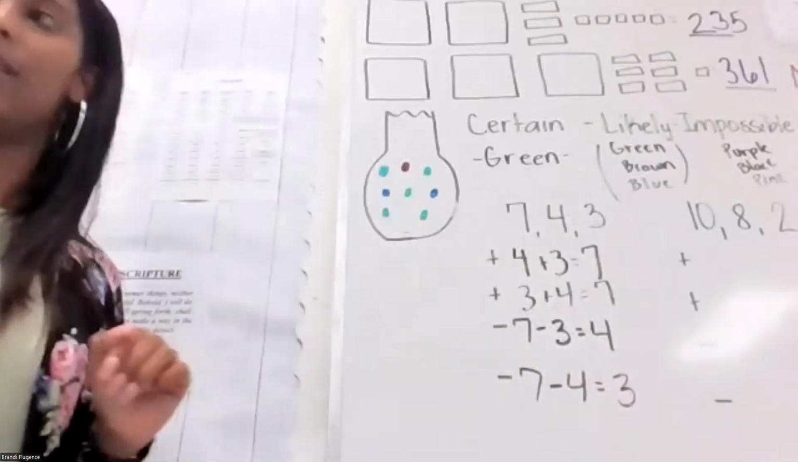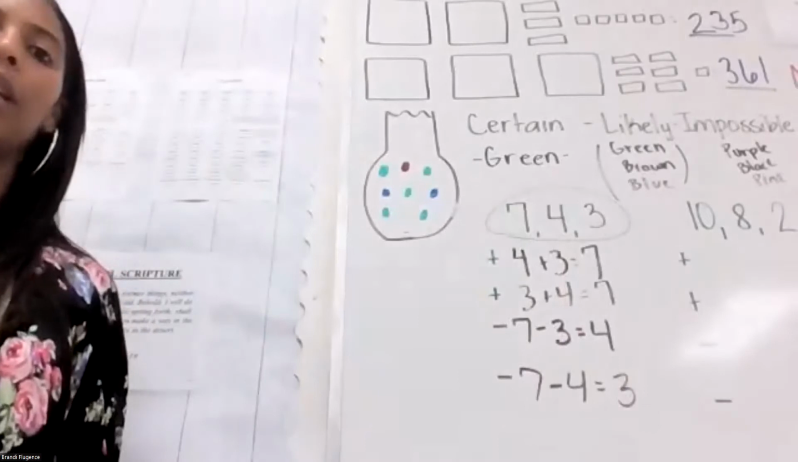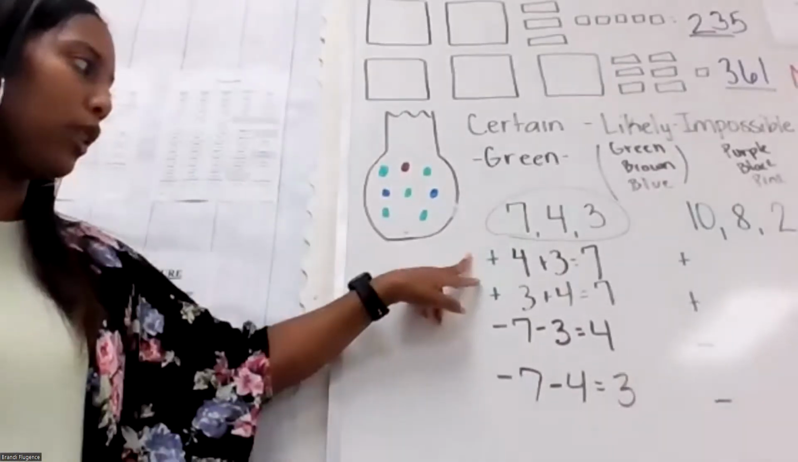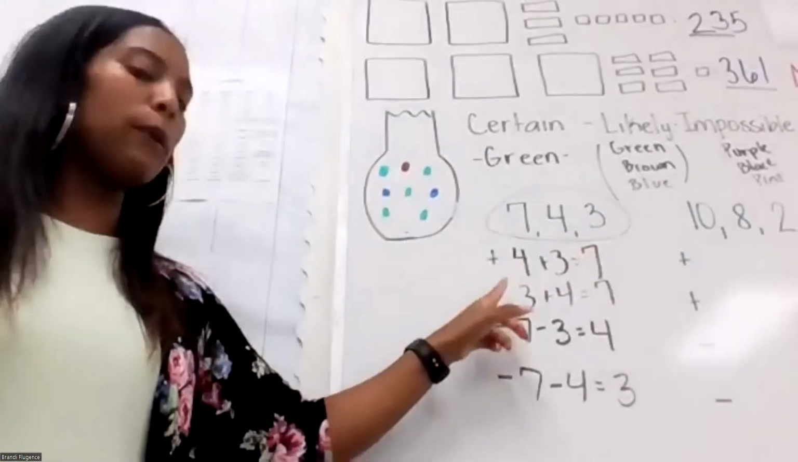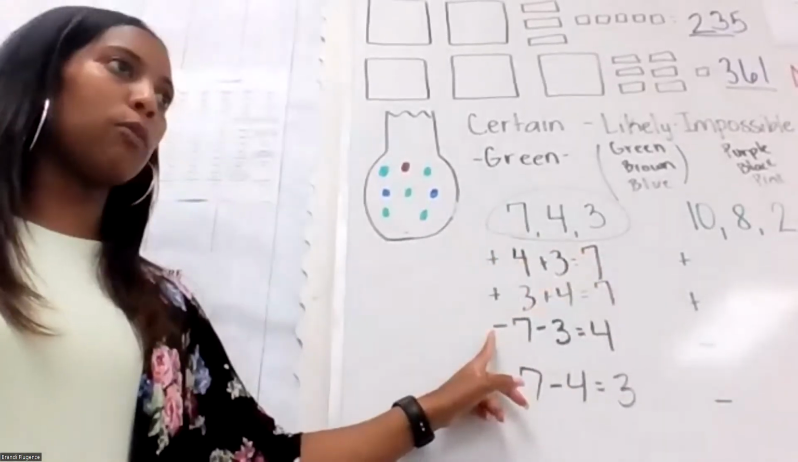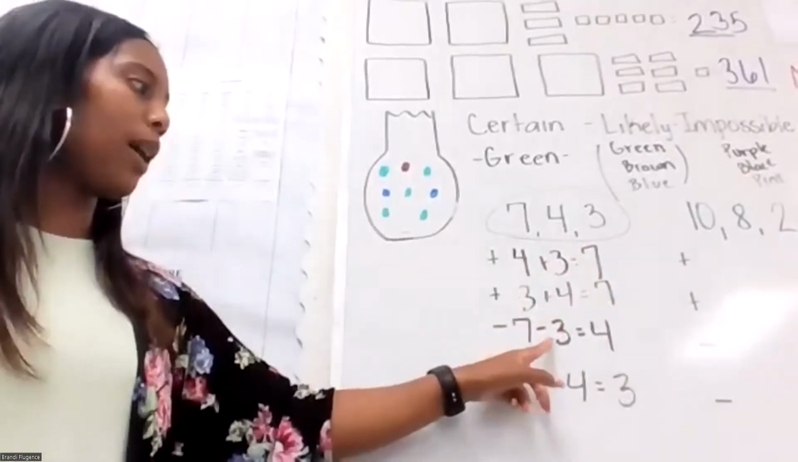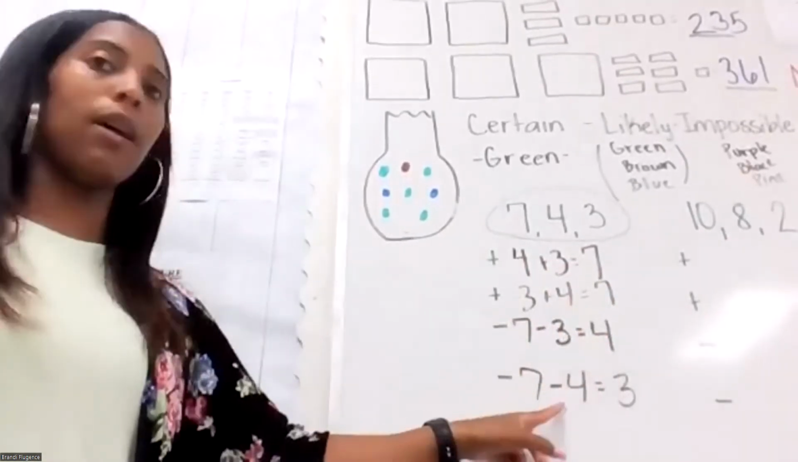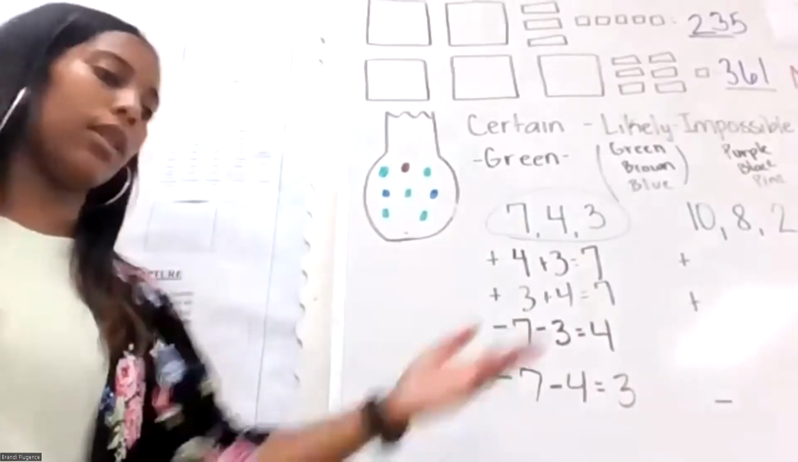That's a family. So using only these 3 numbers, 7, 4, and 3, I made a family. I made 2 addition facts, 2 subtraction facts. 4 plus 3 is 7. 3 plus 4 is 7. Then when I start subtracting, I start with the number I added to, which was 7. 7 minus 3 is 4. 7 minus 4 equals 3. Okay? So let's look at the next one.